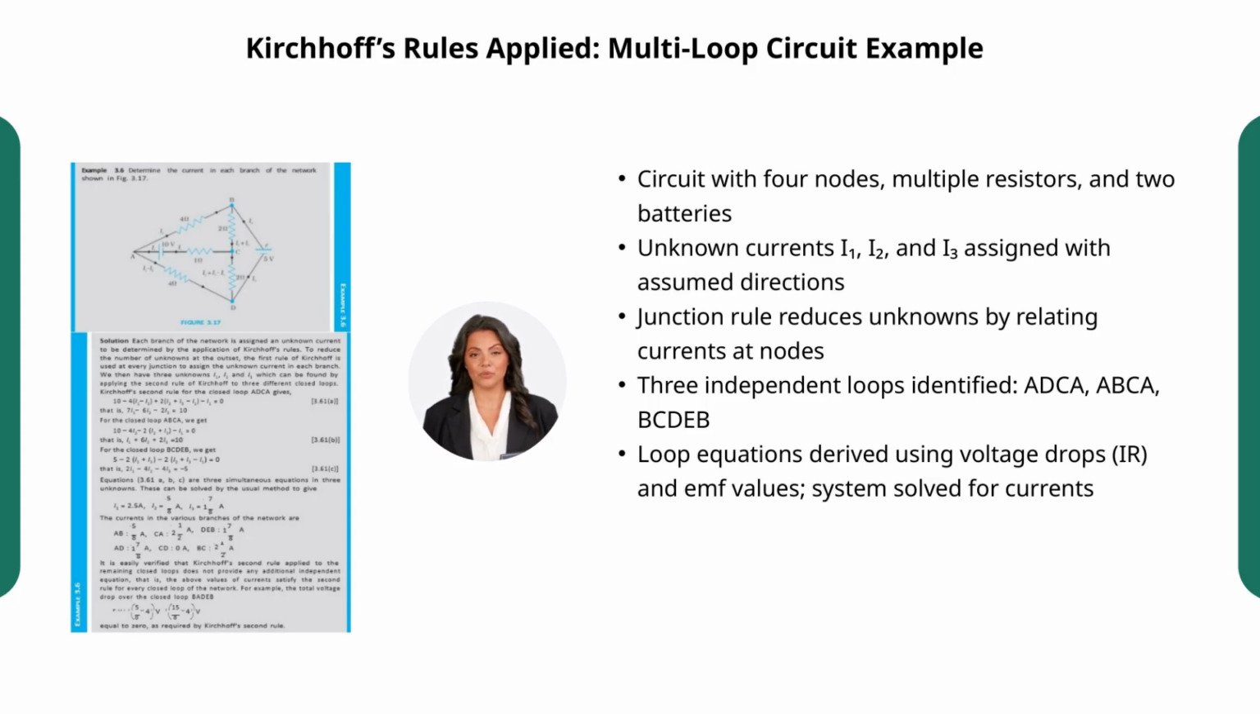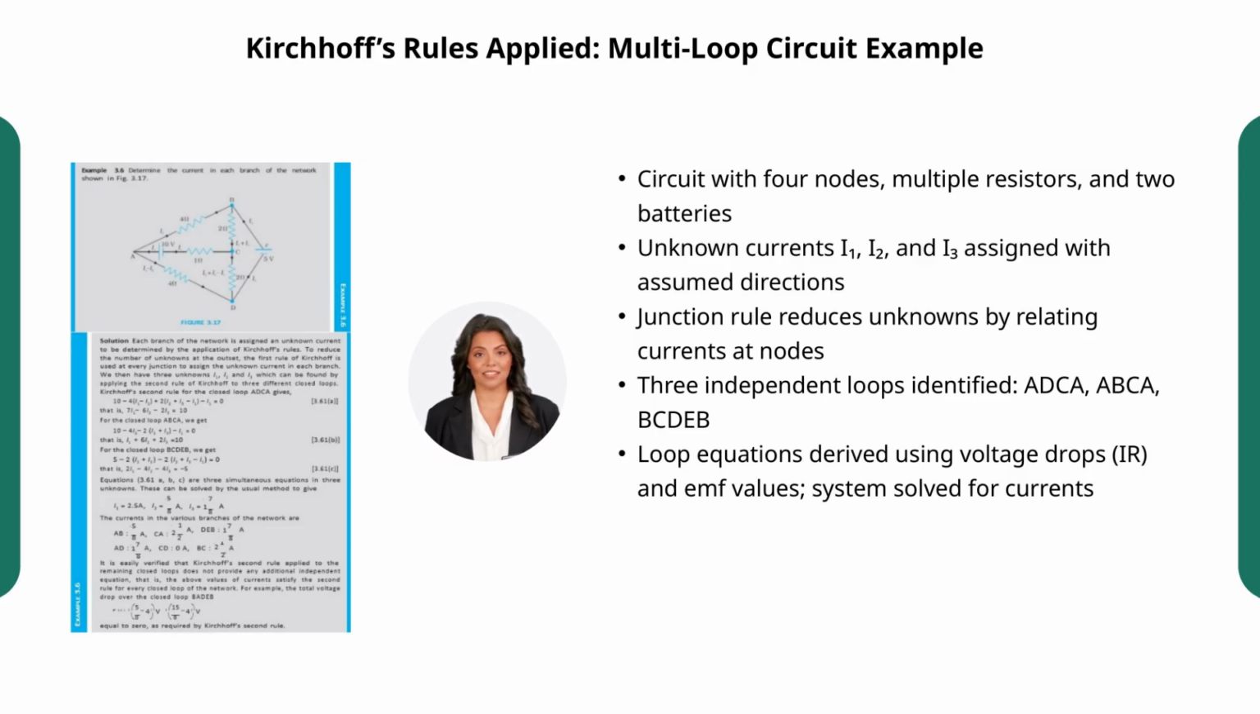Applying Kirchhoff's junction rule at nodes establishes current relations, reducing the number of unknowns. Then, we identify 3 independent loops for applying the voltage rule: loop A, D, C, A; loop A, B, C, A; and loop B, C, D, E, B. Using Kirchhoff's voltage law for each loop, we sum voltage rises and drops. For instance, in loop ADCA, this yields the equation 7I1 minus 6I2 minus 2I3 equals 10 volts. Similarly, the other 2 loops provide their respective linear equations.